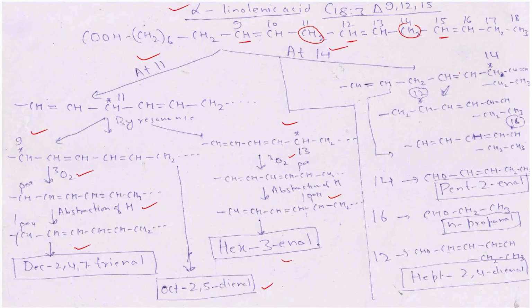Now if the point of attack is 14, then by resonance it will give rise to 12 and 16. By all the reactions as told, there is attack of triplet oxygen, then abstraction of hydrogen atom, and hydroperoxide formation will take place. Then 14 will give rise to pentenal, where this bond will get broken, and 16 will give rise to propanal. And if the bond at 12 is broken, then here this bond will get cleaved, and you will have the formation of heptadienal. So there are six possible compounds which can be formed during the autooxidation of alpha linolenic acid.